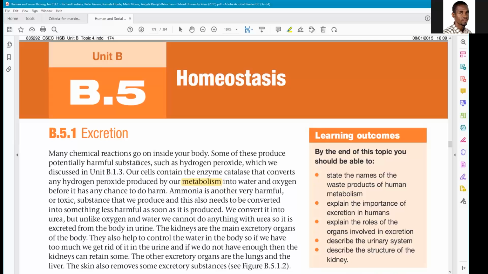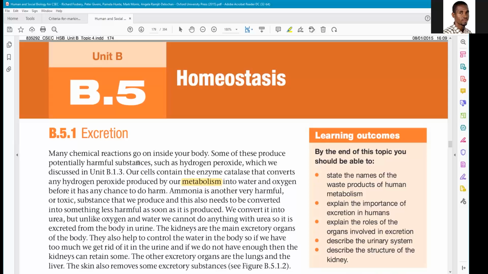Ammonia is another very harmful substance. It is toxic. So ammonia is another very harmful or toxic substance that we produce, and this also needs to be converted into something less harmful as soon as it is produced. We convert it into urea, but unlike oxygen and water, we cannot do anything with urea. So it is excreted from the body in urine.